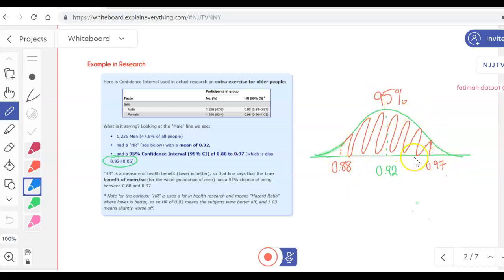So confidence interval is how confident you are that if you were to repeat the study, you would get the same results. In this case, the researcher is 95% confident that they would get the same results, but plus or minus 0.05. So if not 0.92, maybe 0.88 or 0.97. But they're 95% confident that it will stay within that range.